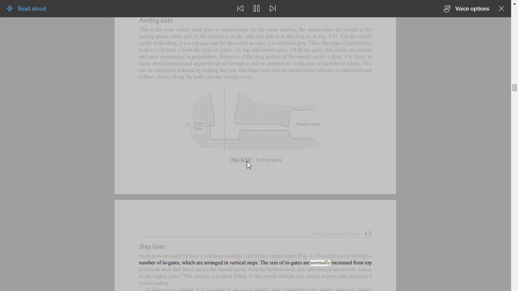The size of ingates is normally increased from top to bottom such that metal enters the mold cavity from the bottommost gate, and then progressively moves to the higher gates. This ensures a gradual filling of the mold without any mold erosion and produces a sound casting. In designing a casting, it is essential to choose a suitable gate, considering the casting material, casting shape and size so as to produce a sound casting.